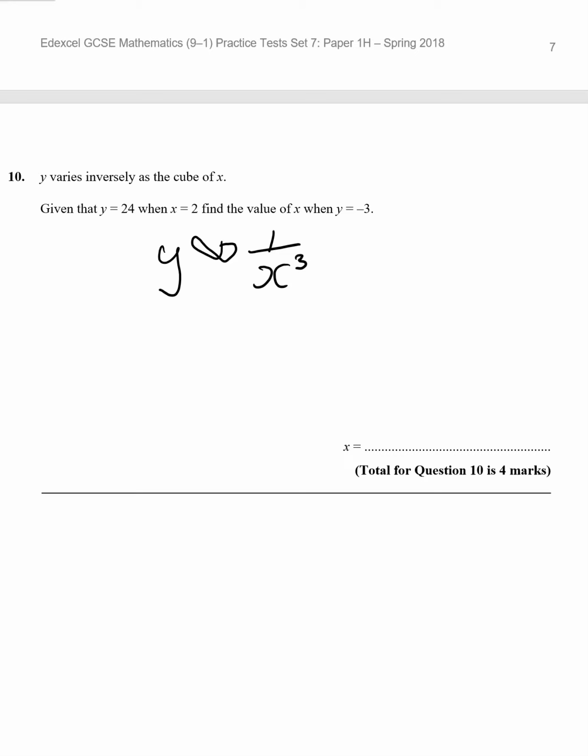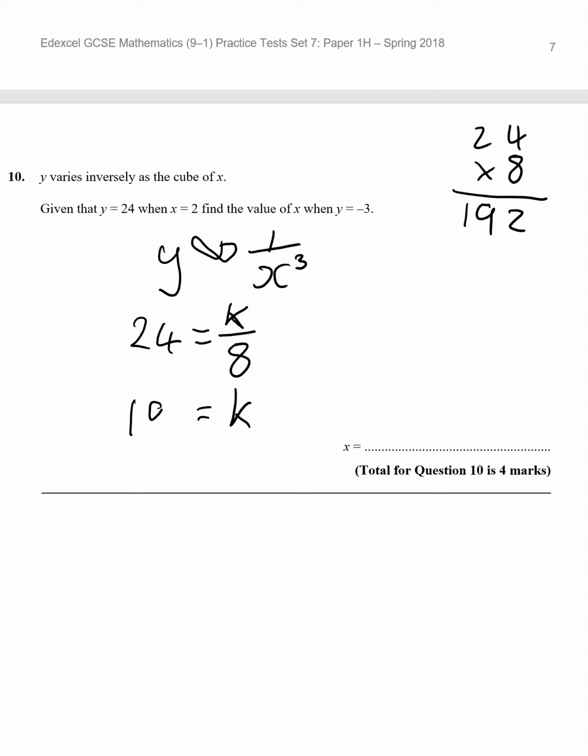We need to put it into a formula so we can actually work out the missing values. We know that y is 24. We know that x cubed is 8, but we don't know this value on the top. So what we can do to get a value of k, 8 times 24, 192. So k is 192. So now we need to work out a value of x when y is minus 3. So we have minus 3 is equal to 192 over x cubed.